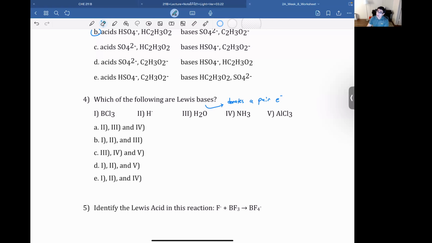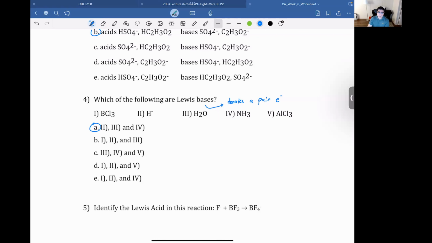Nitrogen is in the next group. Nitrogen typically wants 3 bonds, and it typically has 1 lone pair when it's neutral. And so oxygen from the H2O and nitrogen from the NH3 can both act as a Lewis base because they have a lone pair. And then the answer is going to be 2, 3, and 4 for A. Number 5, the aluminum won't, you won't have a lone pair on that central aluminum.